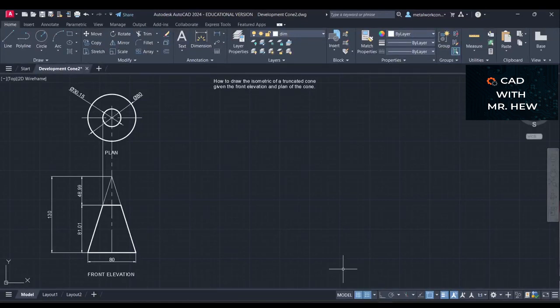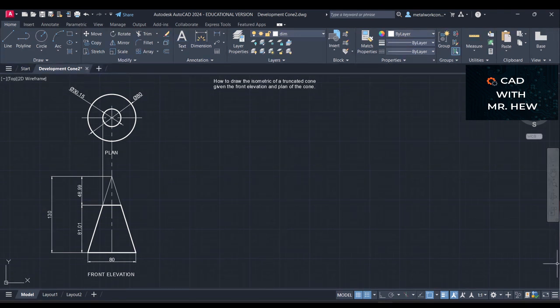Welcome to today's video. In today's video, we'll be looking at how do you draw an isometric projection or view of a truncated cone given the front elevation and plan. In the previous video, we looked at the construction of an isometric circle. In today's video, we will not be using the specific construction that we did in the previous video, but we'll be using an isometric circle to represent our isometric view. Okay, so let's get started.